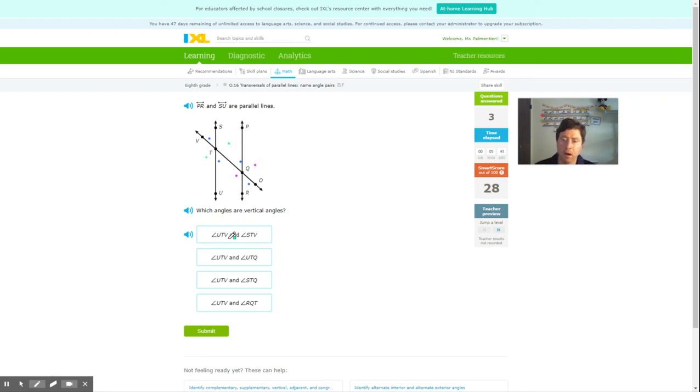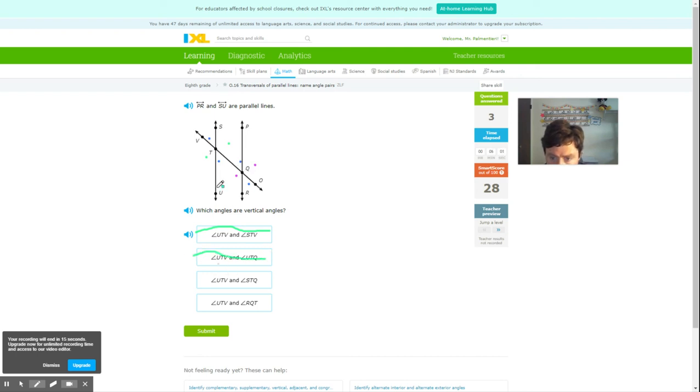All right, so we can look here. UTV and STV. No, they're not the same, so that one's out. All right, then we have UTV and UTQ. Nope, that's out. So UTV again, this one here, and STQ. They both have the green dot, so that's it.